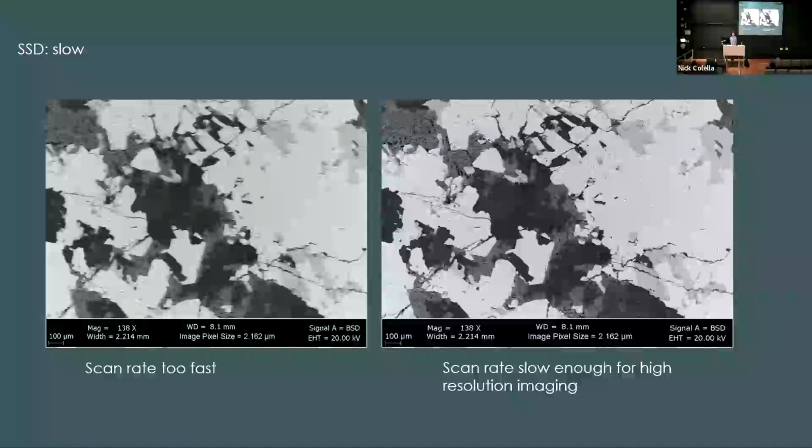So looking at this sample, this is a polished rock sample. We have a few different mineral phases here that are showing up in various different grayscale. And you can't really scan too fast with the BSE, because the image on the left, as you can see, is just really poor quality. On the right, as we slow it down and do a longer exposure time, we're able to get a much nicer high resolution image.